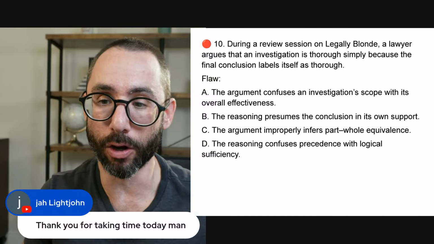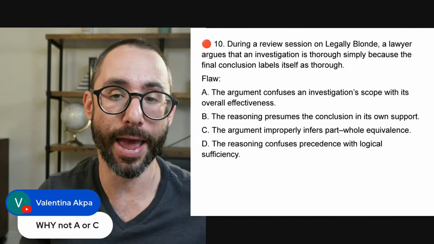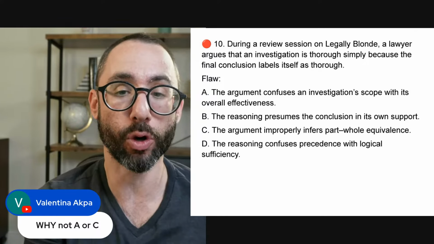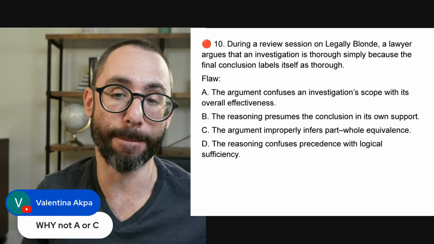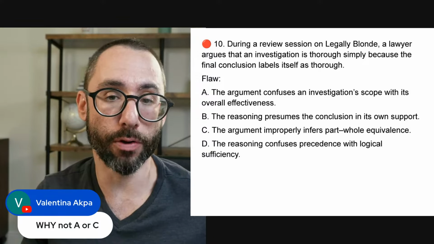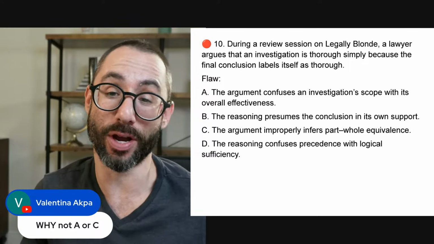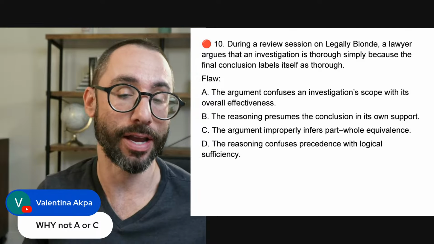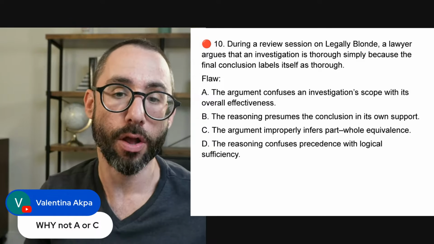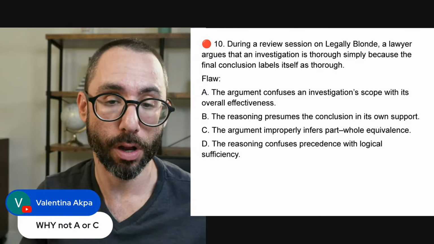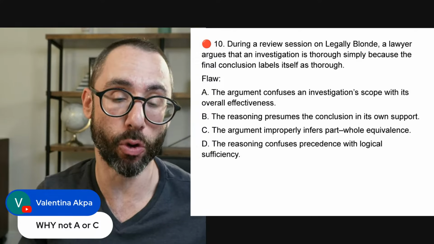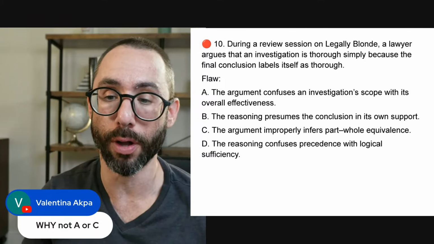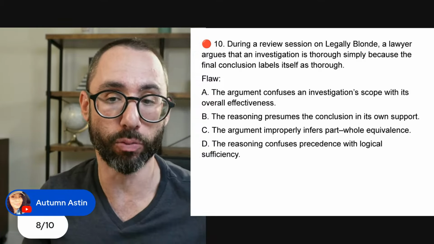I see that we've got a question here from Valentina saying, why not A or C? So A says, confusing the scope with its overall effectiveness. That would be like saying that because the investigation was searching very widely, therefore it must be doing a great job. They're not talking about the nature or the scope of the investigation, just saying it's thorough because it's thorough. Then choice C, part to whole, unlike the other flaws we did earlier that were in fact part to whole, this one is not narrowing in on a specific portion and saying, based on that, therefore the whole must have the same characteristic. So that's why it's not A or C.